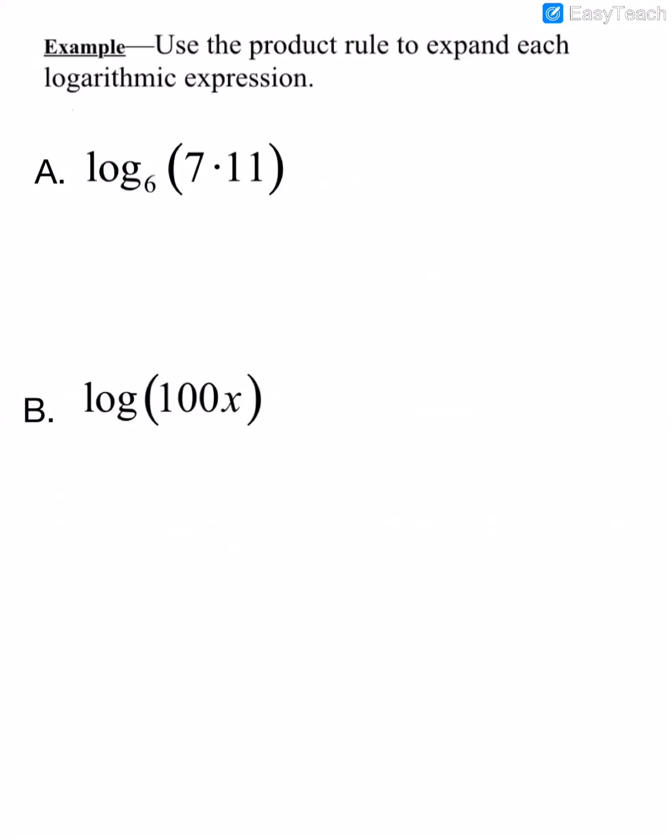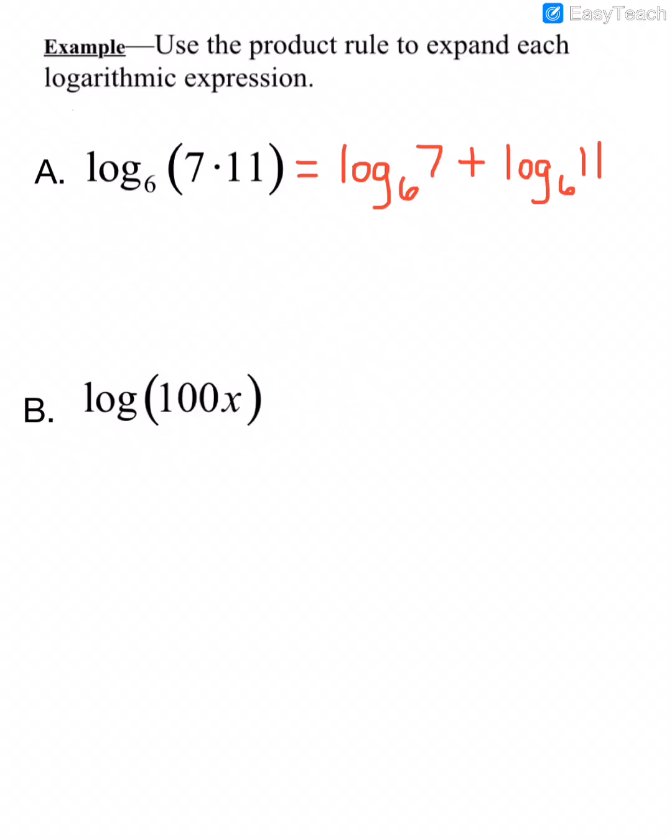In A, we have log base 6 of 7 times 11. So we have a product here, 7 times 11, and we can separate this logarithm into two logarithms. We just rewrite the log and the base both times and separate that product. So log base 6 of 7 plus log base 6 of 11.